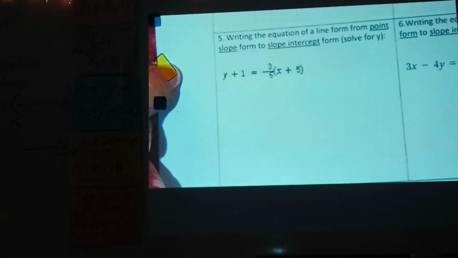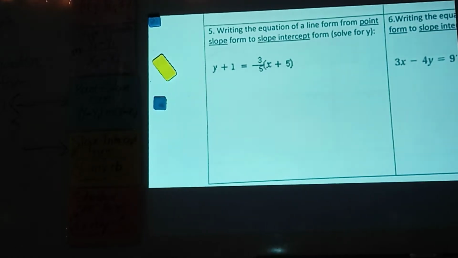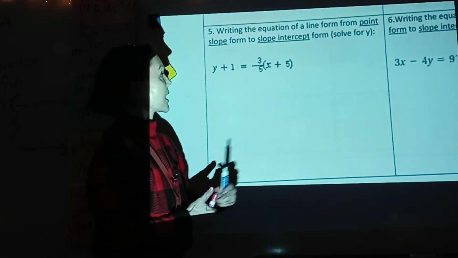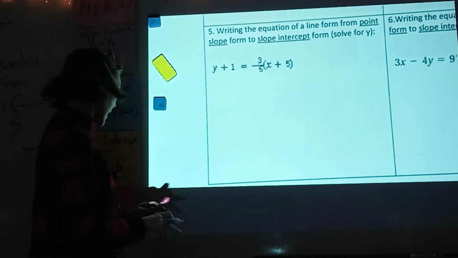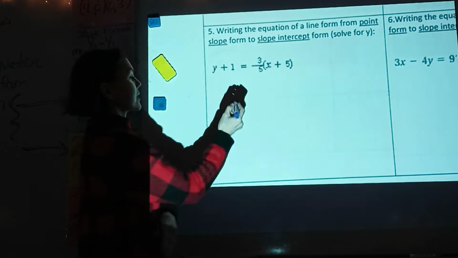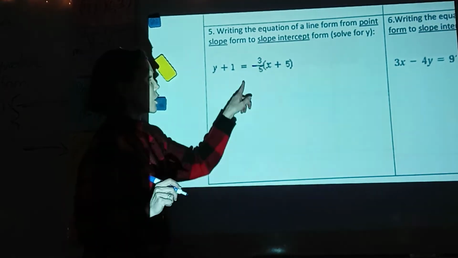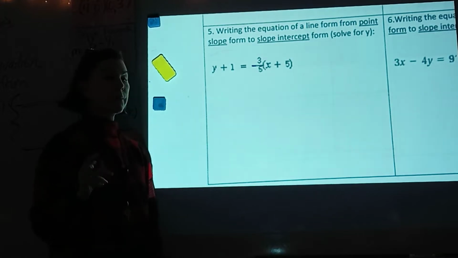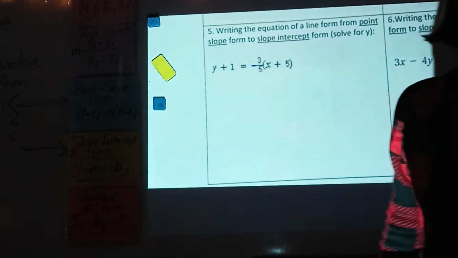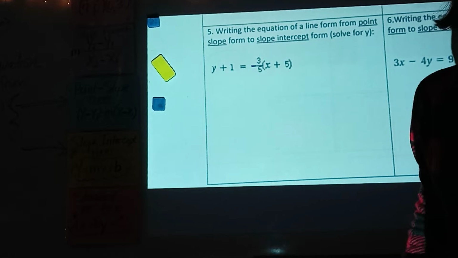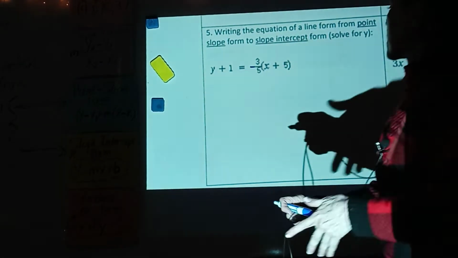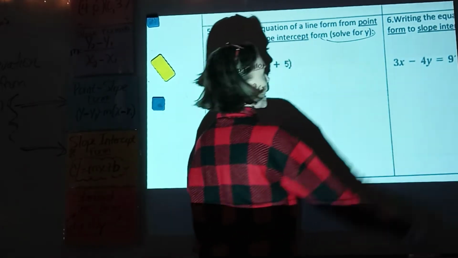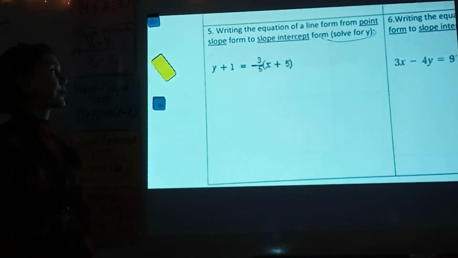Writing the equation of a line from point-slope form to slope-intercept form. Okay? So basically it says solve for y. Okay? So this is a negative. Everybody make sure that you note that. That's a -3/5. Okay? So we're going to have to solve for y. Look at that, guys. That's it. Only one step, solve for y.